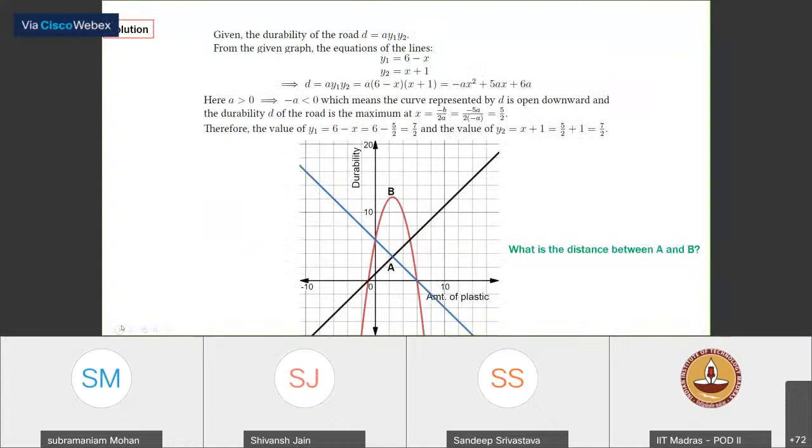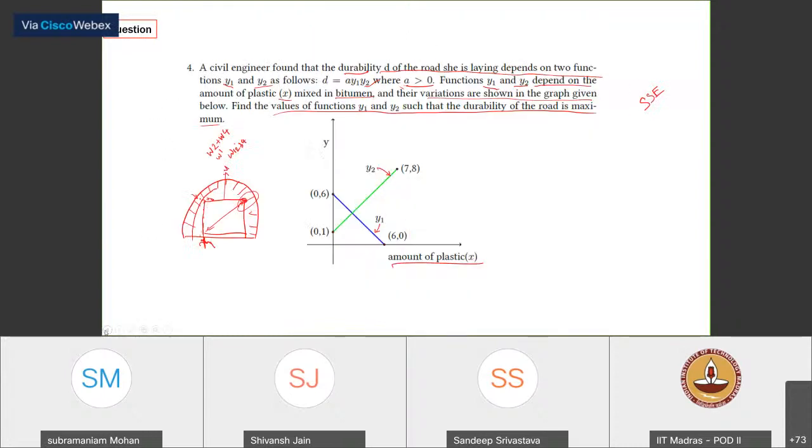So, sir, see, if you plot the equations, it will come like this. The x-axis is the amount of plastic. The y-axis is the durability D. So the durability is equal to A into y1 into y2, right? Firstly, this is also a mixture of week 1, week 2 and week 4, basically.